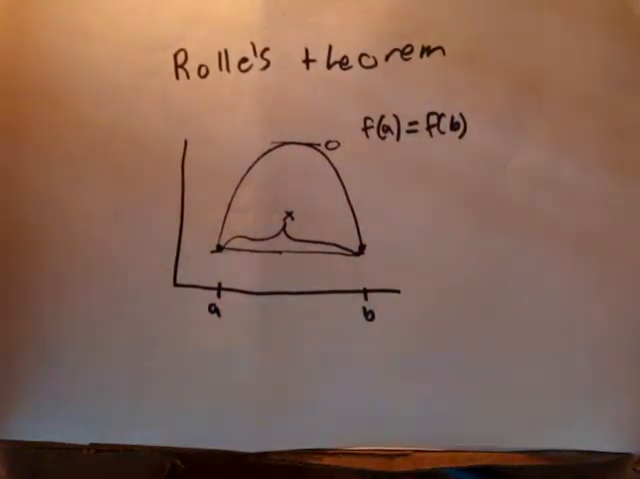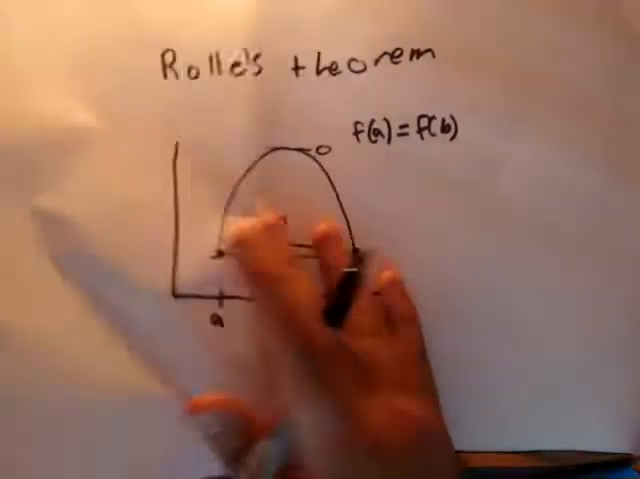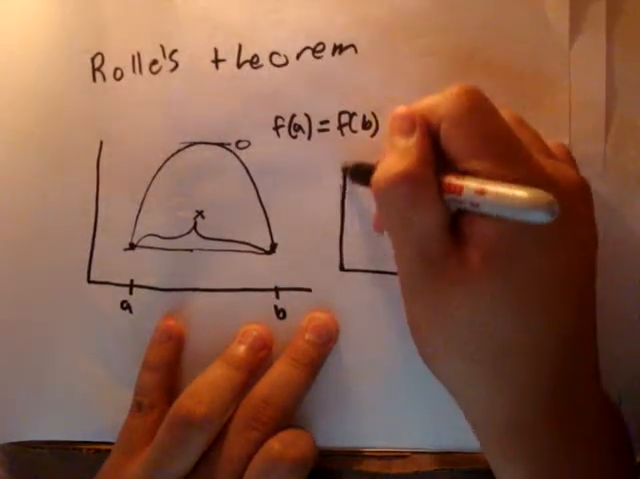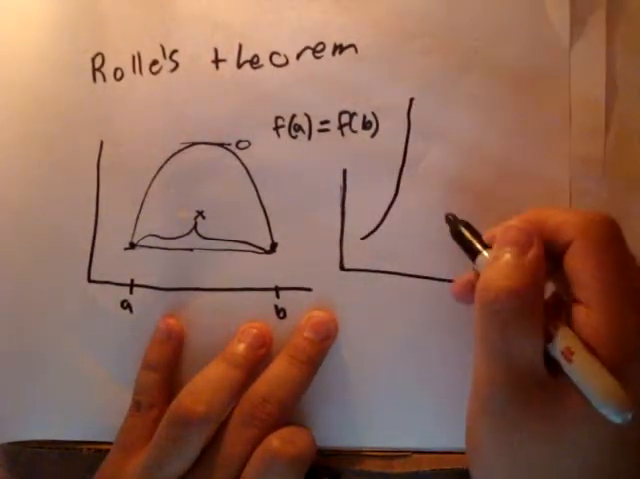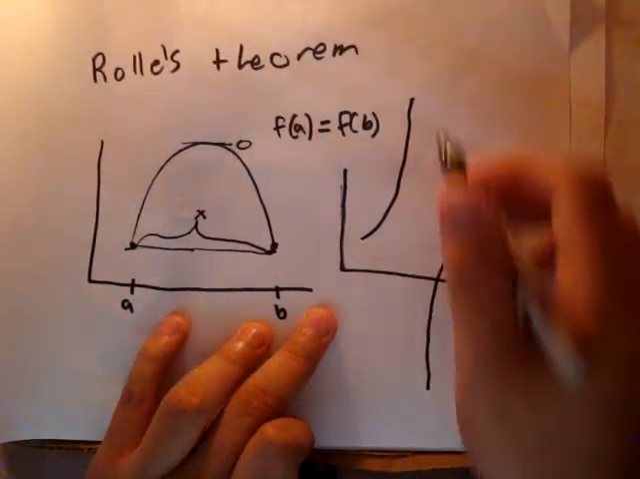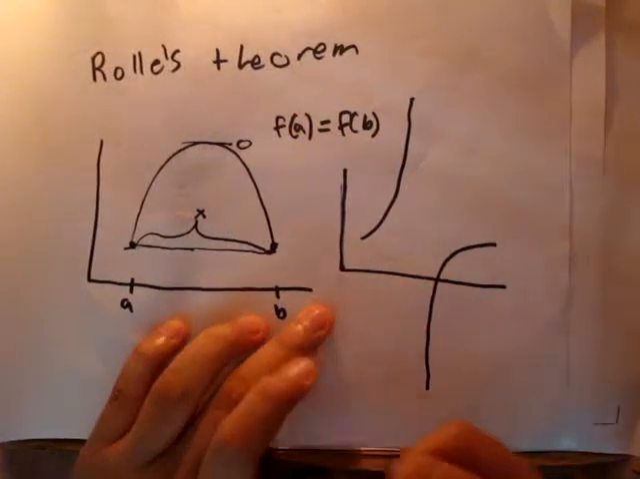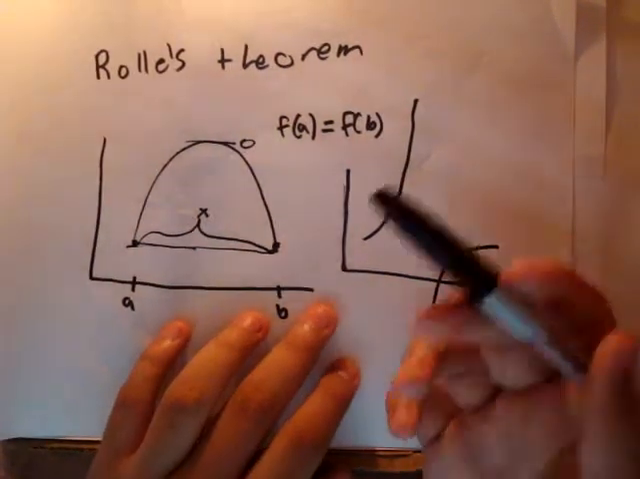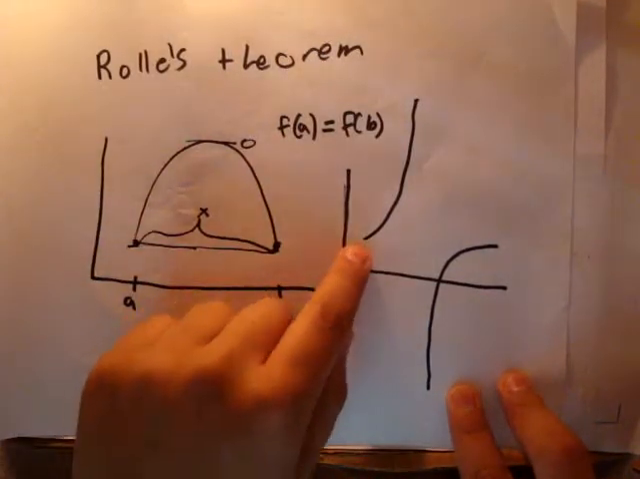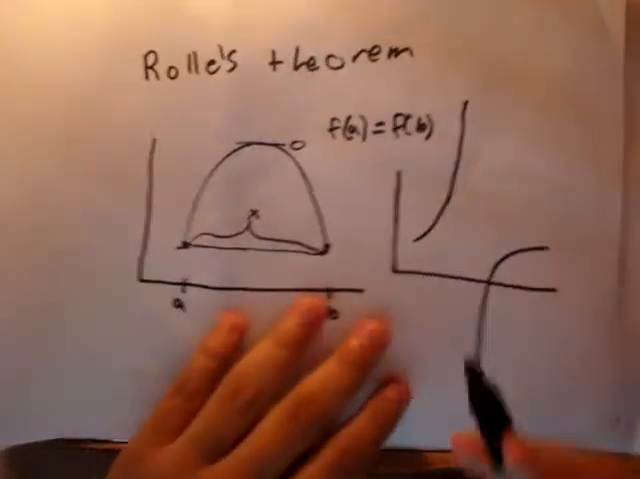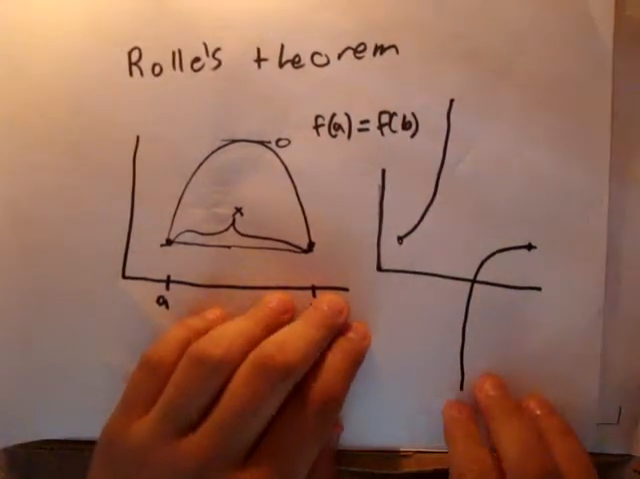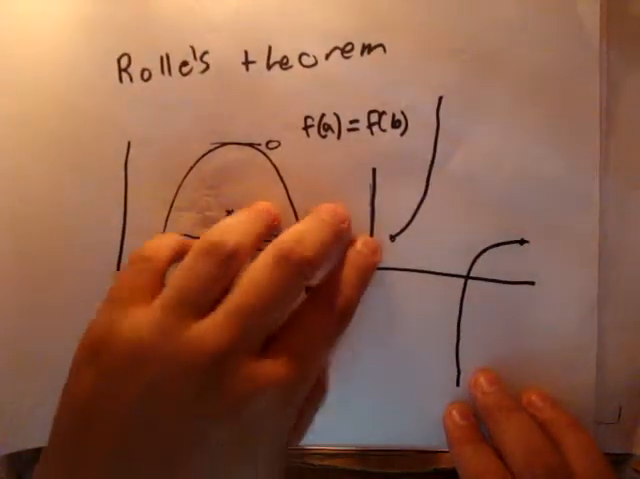Now, for example, if we had something a little bit more to the extreme, such as the following. Let's say we had a vertical asymptote here. Obviously, this is not continuous, and now we can't apply Rolle's theorem. Why? Because although A and B, right here, are at the same value, we'll assume they're the same value, Rolle's theorem cannot apply because it's not continuous.